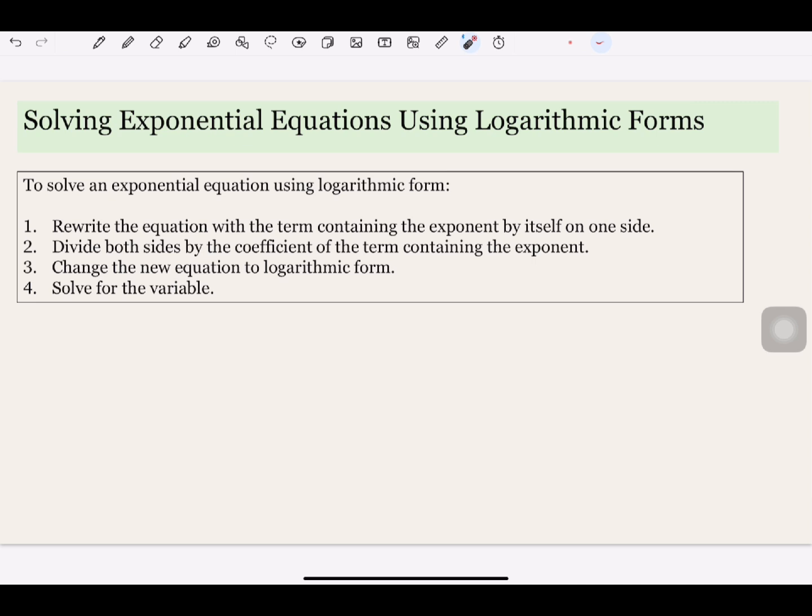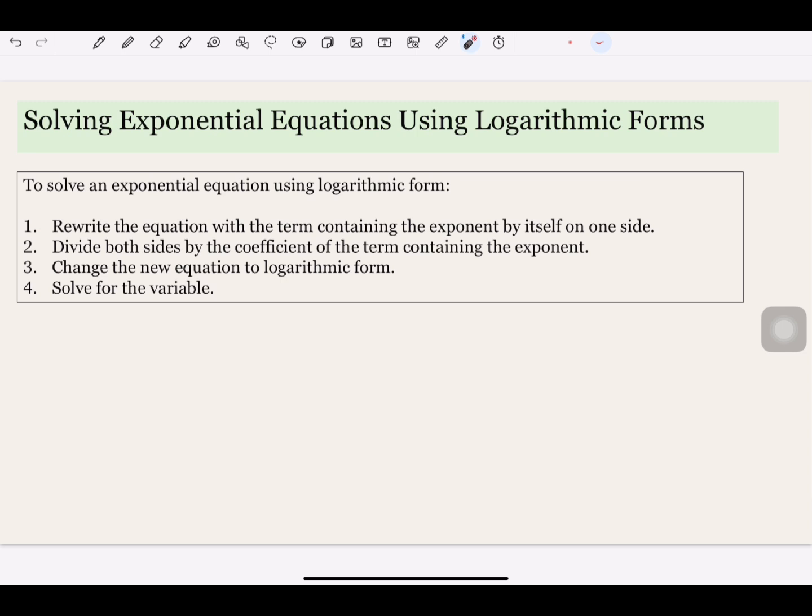The next step is to divide both sides by the coefficient of the term containing the exponent. Then you have to change the new equation to the logarithmic form, and finally you have to solve it. I will explain all these steps using some examples.